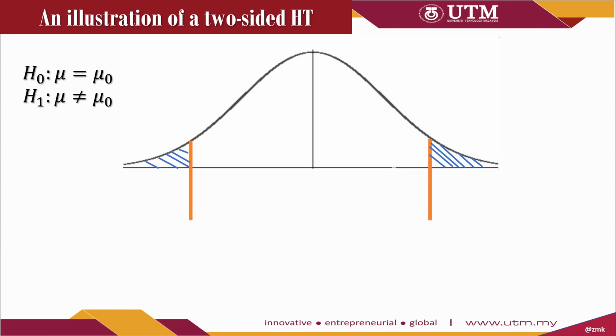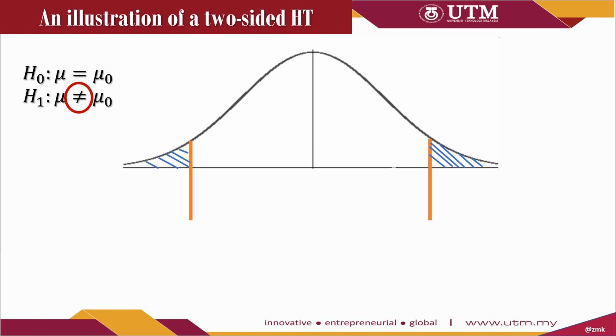Notice that under H0 we always have equality sign mu equal to mu naught. Whereas under H1 we have an inequality sign in this example since we want to investigate if the mu value is different from mu naught or has changed from mu naught. So the statement under H1 is mu not equal to mu naught. Therefore, we have a two-sided test. In this two-sided test, we should have two critical regions and two critical values, each at alpha over 2.